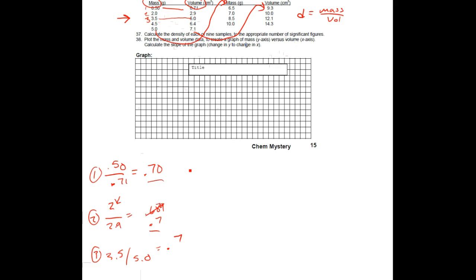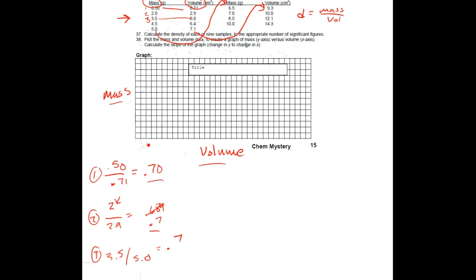Now, 38 says plot the mass and volume data to create a graph of mass on the Y. So let's put mass here and volume on the X. Alright, now it says calculate the slope of the graph. Okay, so we're going to take these values that we just found and create a graph out of it. We have our mass and our volume. The first set we had was 0.5 and 0.71.